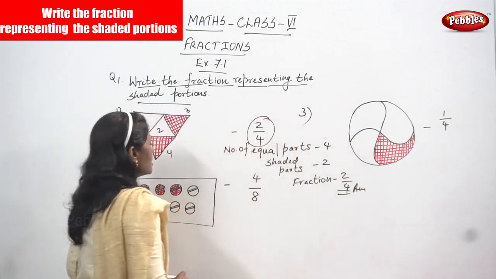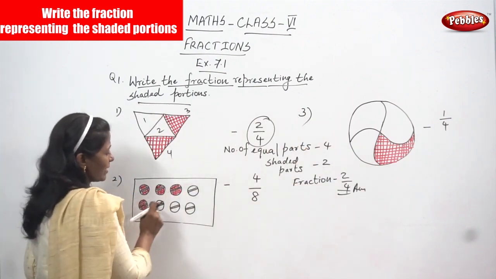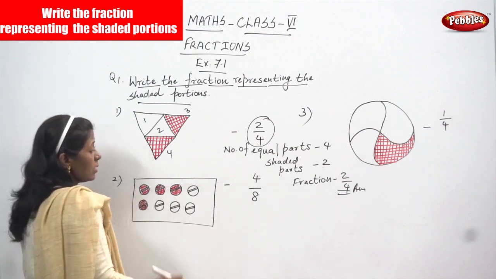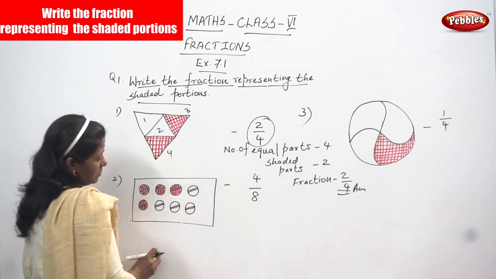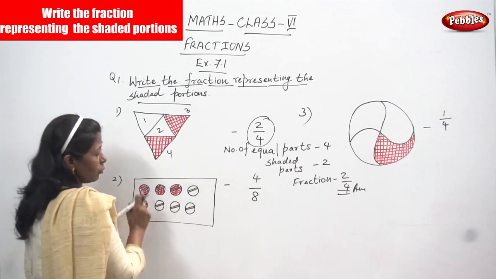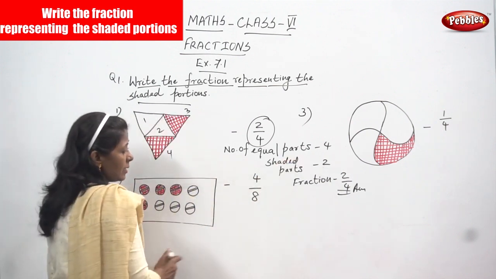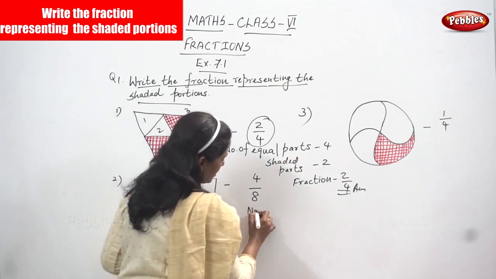The second diagram. This is a rectangle box. I have drawn some circles. So 1, 2, 3, 4, 5, 6, 7, 8 circles. So this is totally 8 circles. Then I have shaded how many circles? 1, 2, 3, 4 circles. So the number of equal parts and shaded circles, I have written the same thing.